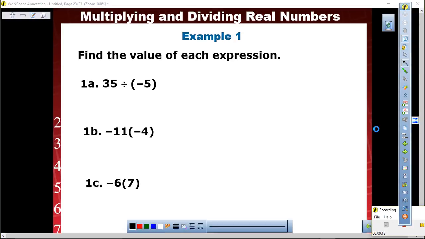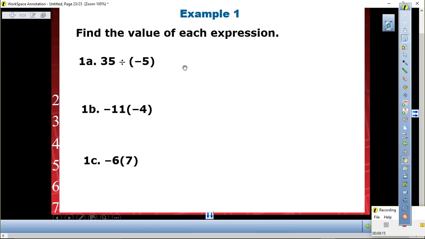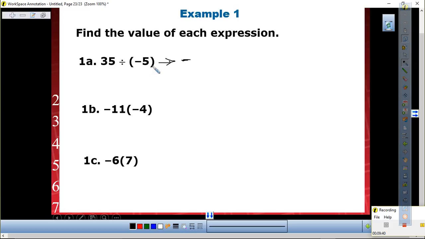It says, example 1, find the value of each expression. 1A is 35 divided by -5. 1B is -11 times -4. 1C is -6 times 7. So for 1A, are these the same sign? No, so the first thing you should have done is written the sign. Now we focus on the computation. 35 divided by 5, that is 7.